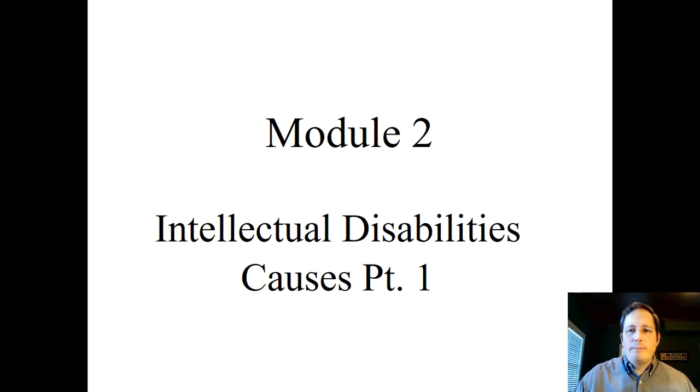So, starting off with Module 2, we're going to delve a little bit deeper into intellectual disabilities and more specifically, what are the causes behind them. In this particular module, we're going to first talk about genetic and biological causes. And then in Module 3, we'll follow up with things like environmental influences. So, what are the causes of intellectual disabilities?